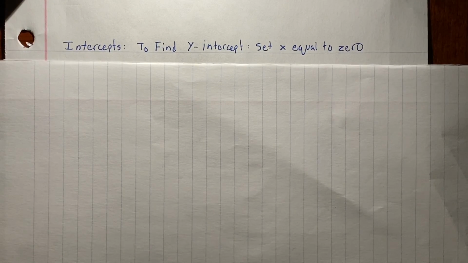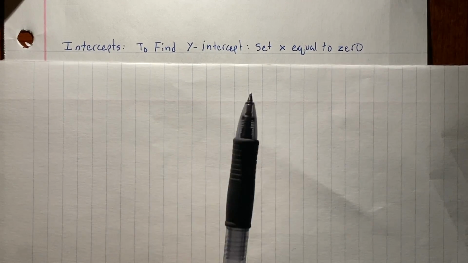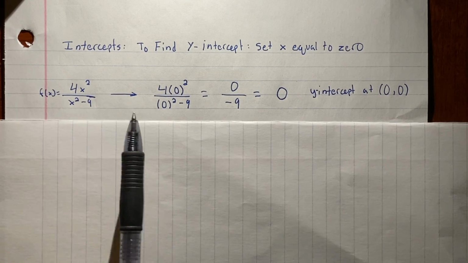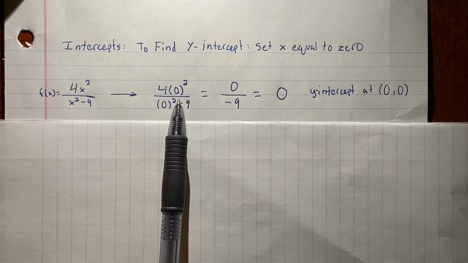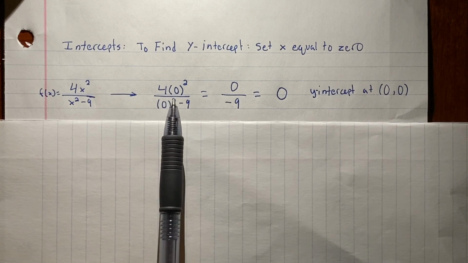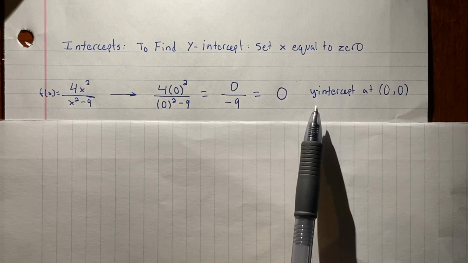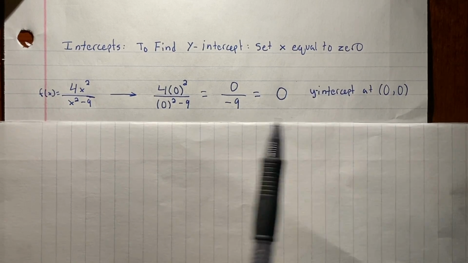All right. So the next step is to find the intercepts. And for that, I'll hand you over to Gary. So, we're finding the y-intercept first, and for this you need to set x equal to 0. So here we have f of 0, and you just replace the x values with 0. That gives you 0 over negative 9, which equals 0, and that means there's a y-intercept at 0, 0.